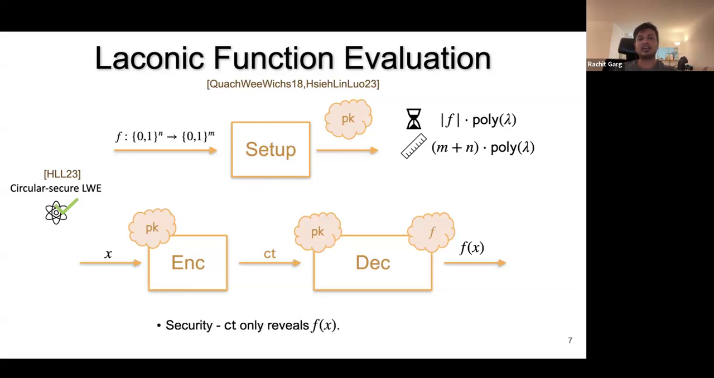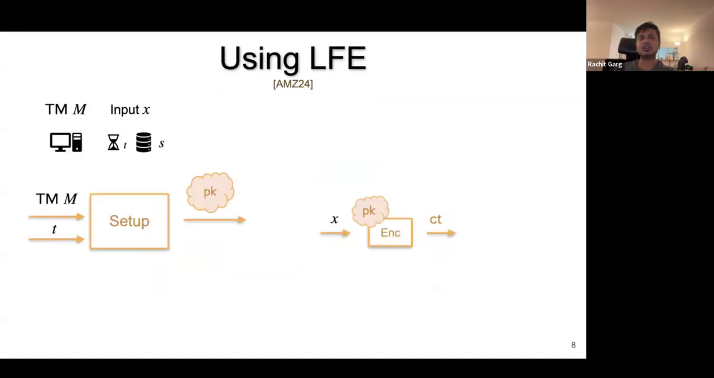Okay, let's jump down to the final construction. And security is similar to randomized encoding, where the ciphertext should only reveal f of x. So Agrawal, Malavalta, and Zhang showed that this kind of an LFE object is already good enough for doing succinct randomized encoding in some pre-processing setting.